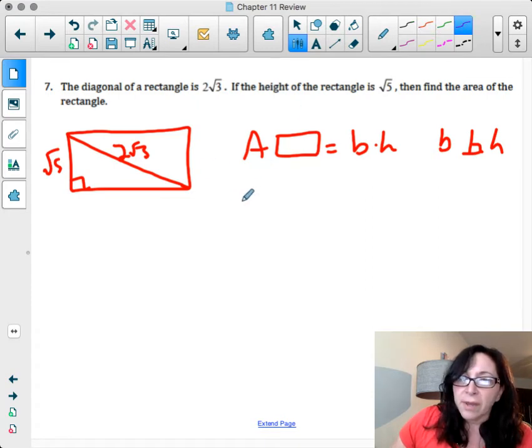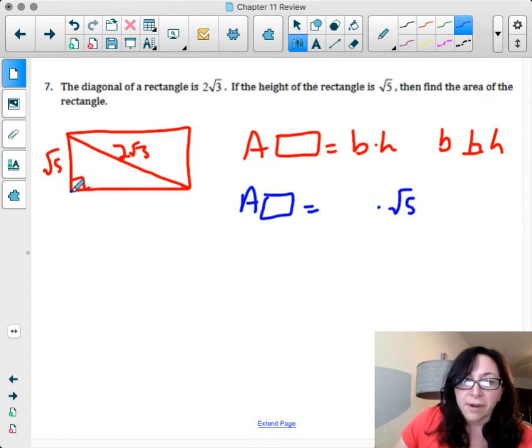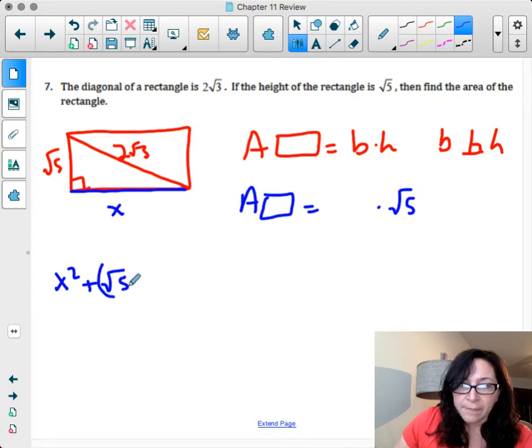So let's see here. Area of our rectangle is base times height. Don't have the base, but we do have the height. The height is root 5. So in order to find the base, I'm just going to use the Pythagorean theorem. And I'm going to say x squared plus root 5 squared is equal to (2 root 3) squared.